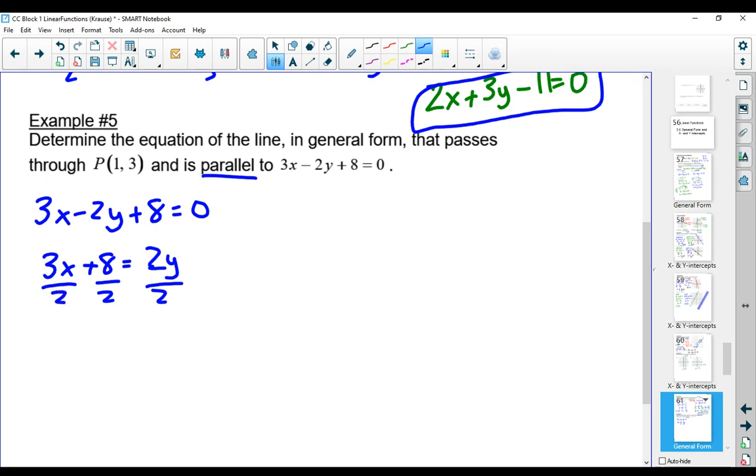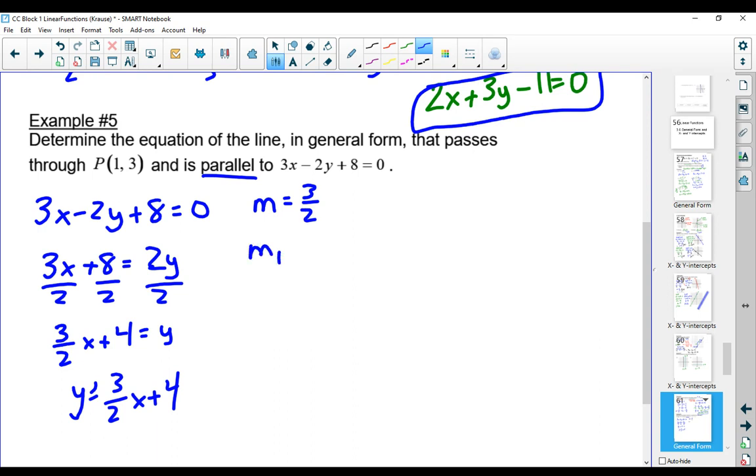You may have chosen to rearrange your equation in a different way. You should still get the same answer. So 3 over 2x plus 4 equals y, or y equals 3 over 2x plus 4. Again, all I care about is the slope. The slope of that line is 3 over 2. The slope of the parallel line is also 3 over 2.